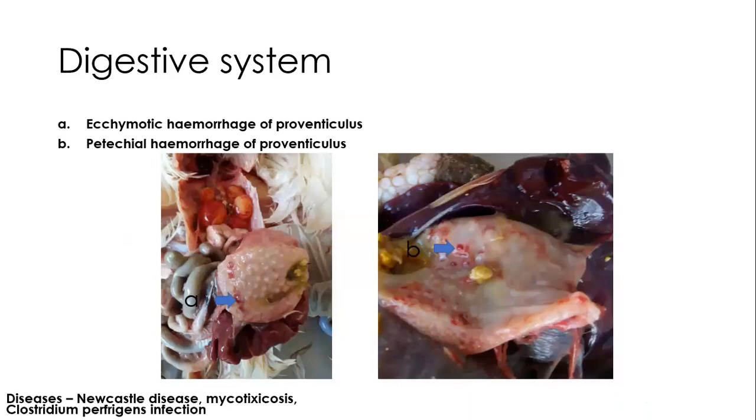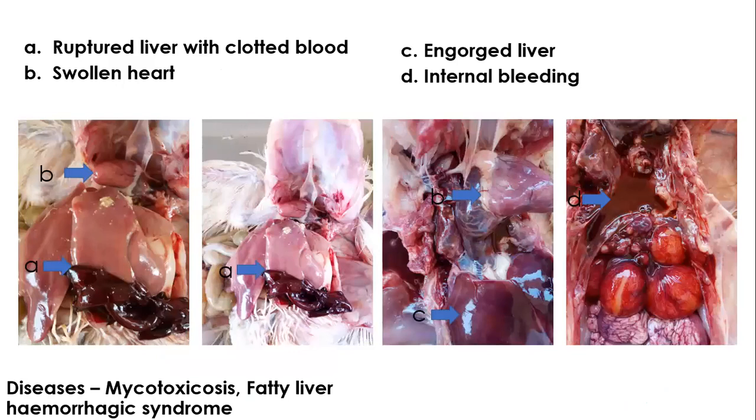For digestive system, what do you see? So you can see there ecchymotic hemorrhage of the proventriculus. So the very tip of the proventriculus, you see bleeding at the tip. Then we have petechial hemorrhage of the proventriculus, as you can see in B. This is actually what you can also see in mycotoxicosis. You can see it in Newcastle disease. You can see it in Clostridium perfringens infection. So this is for digestive system. We have a lot for digestive system, so that is why we have to move faster.